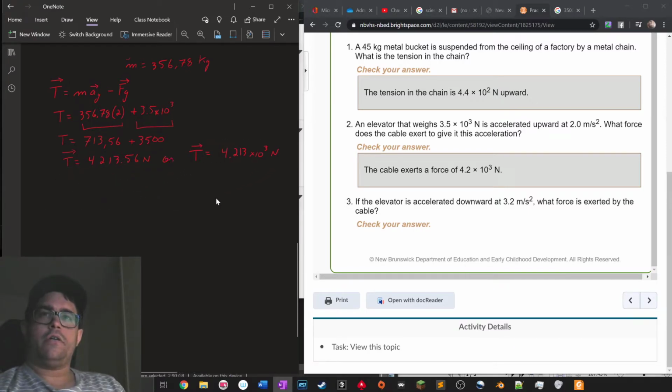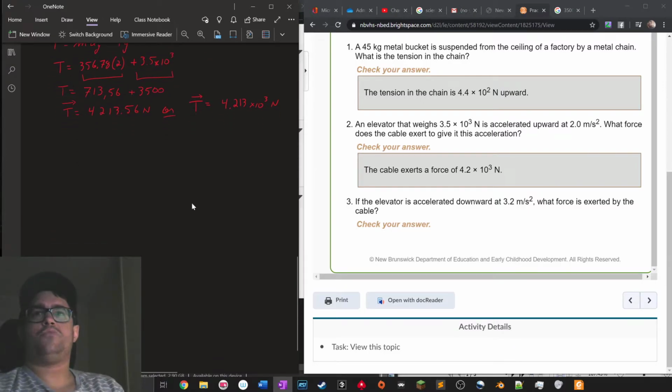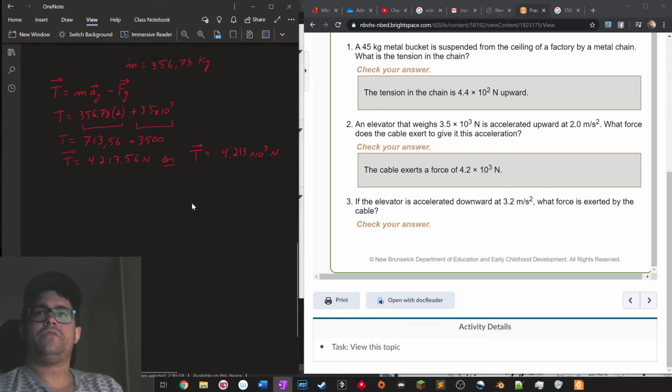Or if the elevator is accelerated downwards, right? So same thing is going to happen. We're going to end up with a tension that is smaller because the acceleration will be negative, which will reduce the 3005 to 2000, 1000. And that's what the tension will be. The tension will be smaller than this.